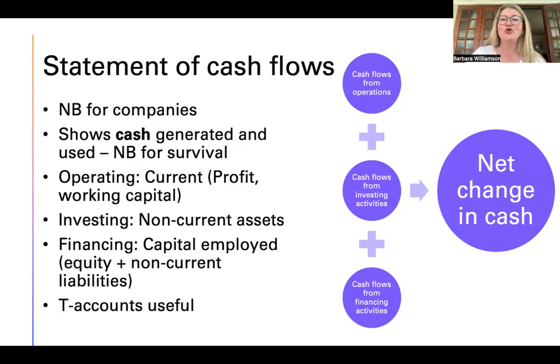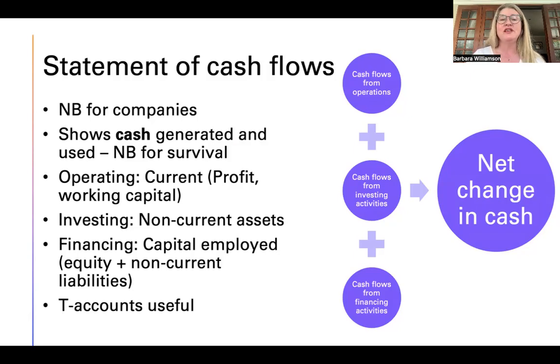T accounts can be incredibly useful for helping you to see what the changes in these items were and therefore what is the effect on bank. Because the cash flow statement, as I've said, is looking for changes in cash. In other words, you're looking for the bank figures in every single account.